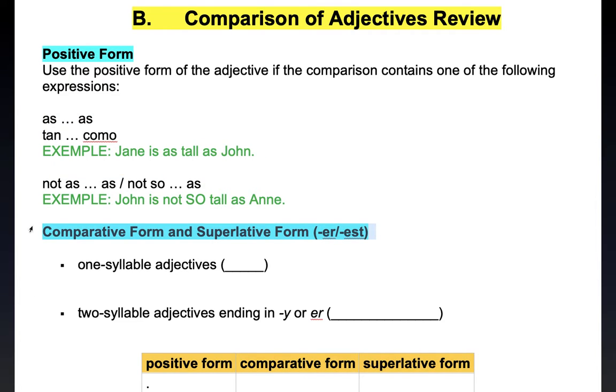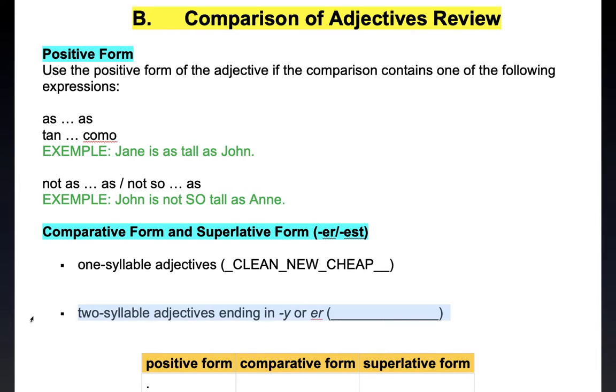Okay, right here we have the comparative form, superlative form, ER. Recuerden que ER es para comparativo, EST es para superlativo. Bueno, first option, one syllable adjectives, adjetivos de una sola sílaba. For example, clean, limpio. New, nuevo. Cheap, barato. Very easy.